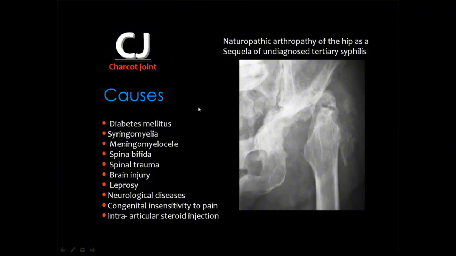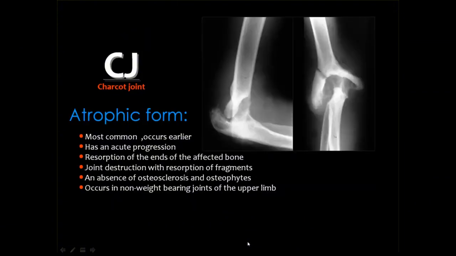The causes of Charcot joint include diabetes, syringomyelia, some of the neurologic problems like spinal trauma, brain injury, also leprosy, neurological diseases, congenital insensitivity to pain, and intra-articular steroid injections.